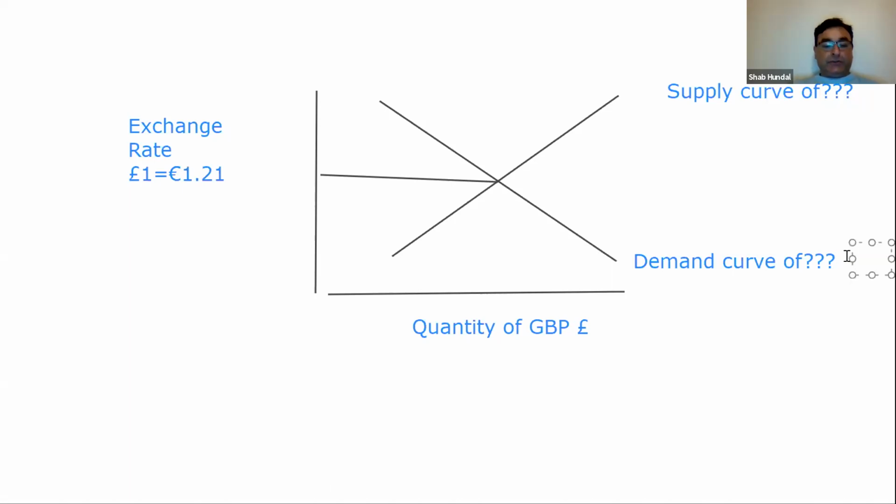We have the demand curve for GBP. And here we have the supply of GBP. Okay, so this is the demand for GBP. There are people in Finland who want to have pounds. Many companies want to buy goods from Britain and they will pay in pounds. Many people are traveling to Britain for their holidays. They want to have pounds.